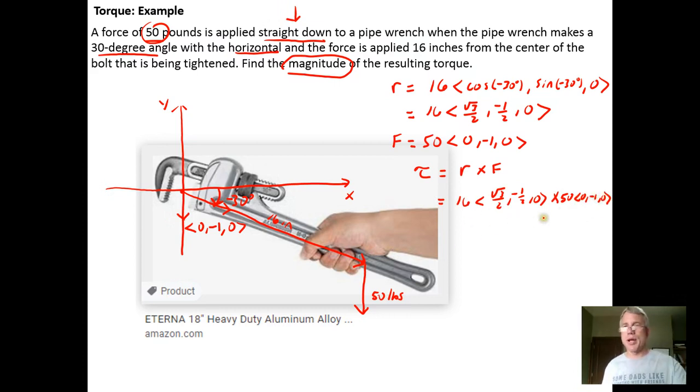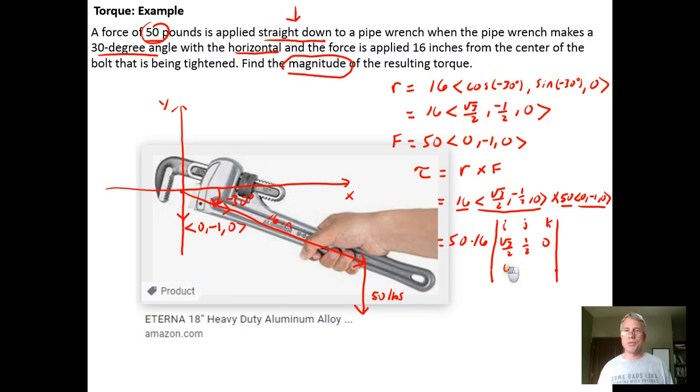And remember, from the algebraic properties of cross products, if we have scalars, we can factor those out front of the cross product calculation. So I can do 50 times 16 times the cross product of the two vectors. So keeping these scalars factored off, because we're going to do a cross product calculation, is a nice thing to do. So I'm going to have i, j, k, and then it's going to be the position vector. So I'm going to be plugging in my root 3 over 2, my negative 1/2, and my 0. And then I do my force vector, so I'm going to get 0, negative 1, 0.